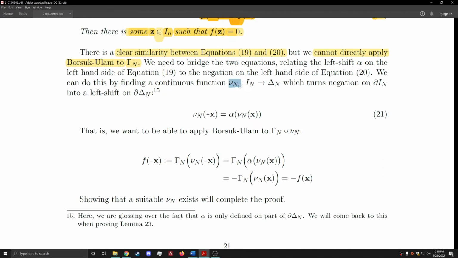So in order to do that, we're going to need what is essentially a kind of weird change of coordinates, which maps I sub n. It maps this cube to the n simplex, which turns a negation into a left shift. It's going to have to require those two things. Well, let me show you right here. It's going to have to require that gamma on x, if you apply it, that is x. That gamma on negative x is just alpha applied to gamma sub n of x.